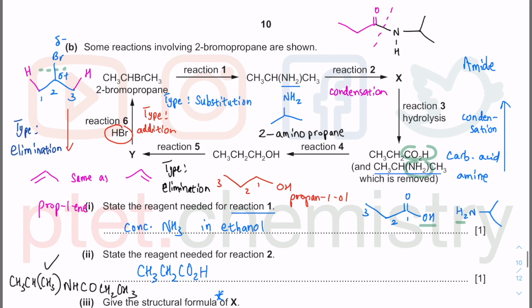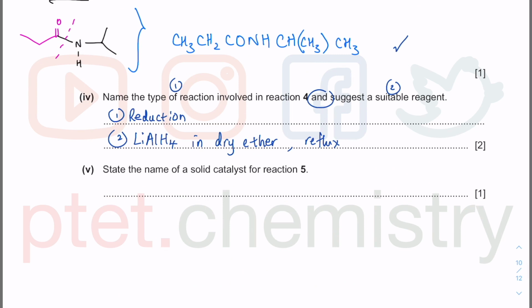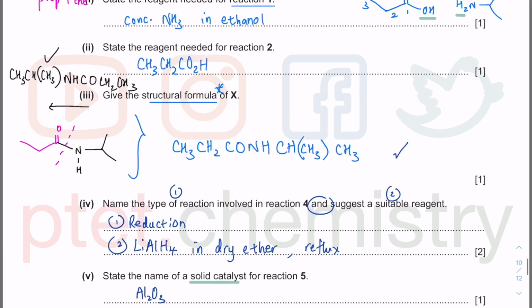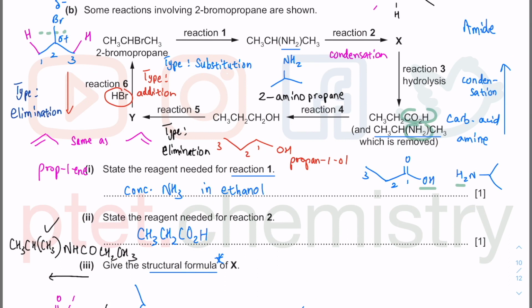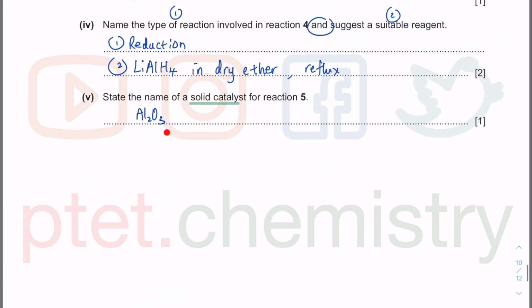For reaction 5, this is the elimination of H2O from alcohol to give you alkene. You can do this with concentrated sulfuric acid as your reagent, but this particular question says a solid catalyst, so you can do it via a different method where you just heat it over Al2O3 or SiO2. Typically, we would just use Al2O3. It just speeds up the elimination of H2O from alcohol to give you the alkene there. But hang on.